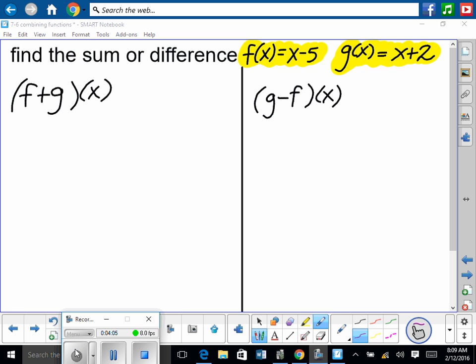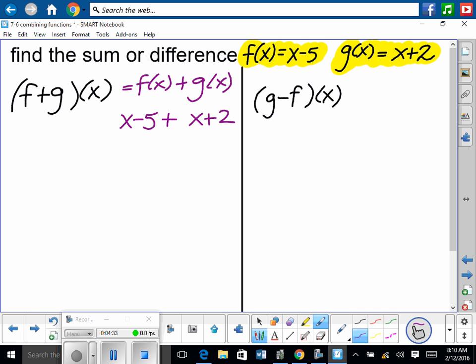So we're given f of x is equal to x minus 5. We're given g of x is equal to x plus 2. Don't we just have two different functions here? So now we're asked to find f plus g of x. Now looking at it, we would say, oh, I know that simply means f of x plus g of x. So you're taking your function f of x, you're adding it to your function g of x. Well, isn't f of x just x minus 5? So really we have x minus 5 plus g of x, which is x plus 2, right? Does everybody see how that's just f of x plus g of x?